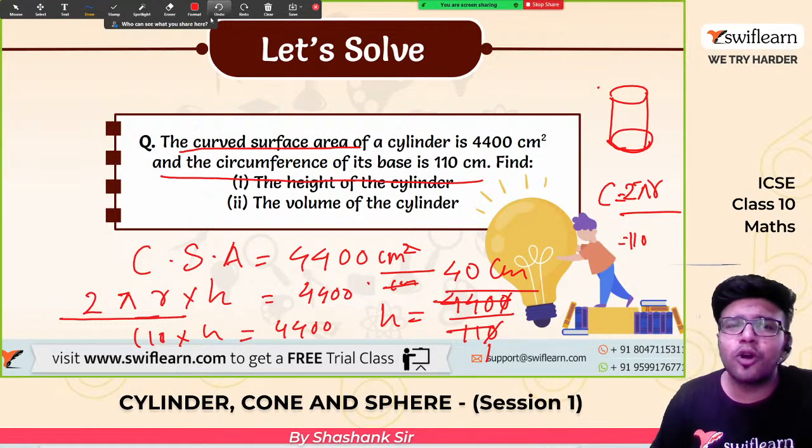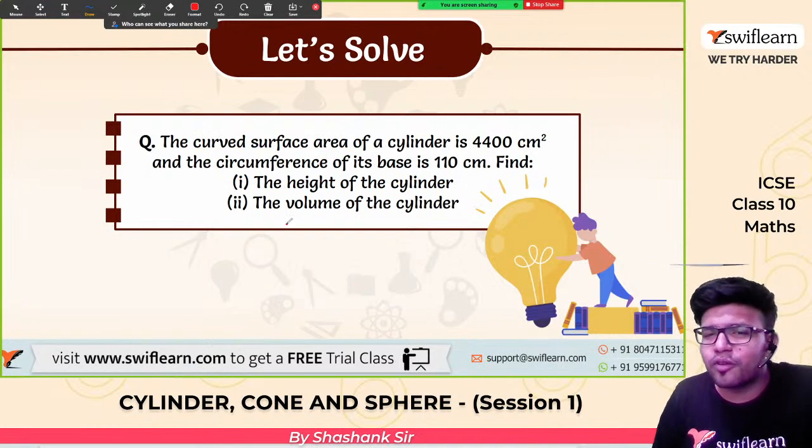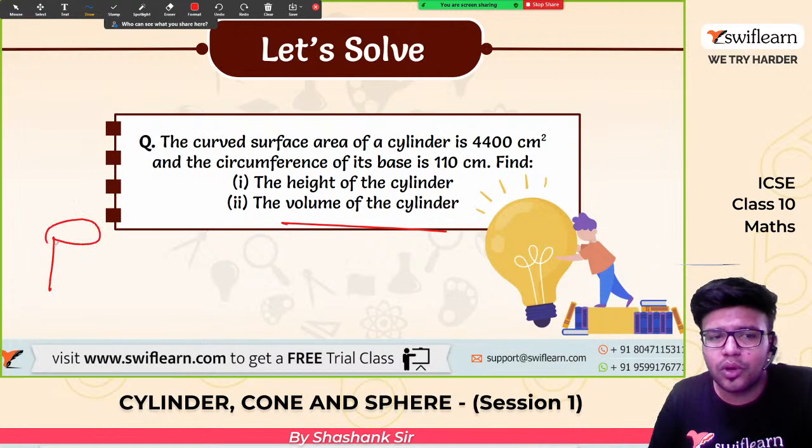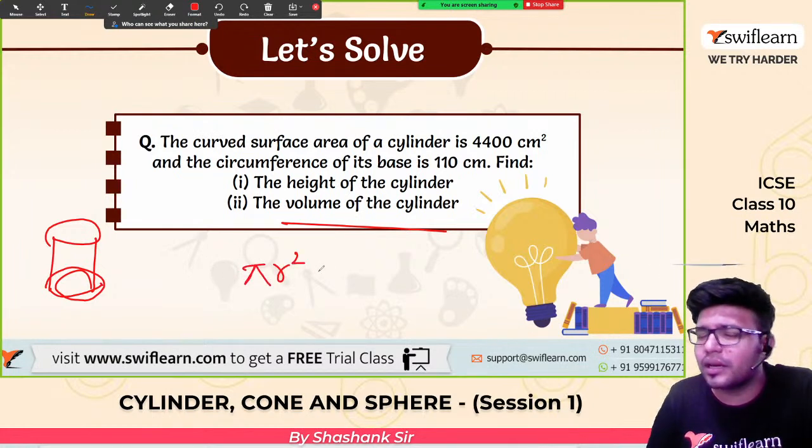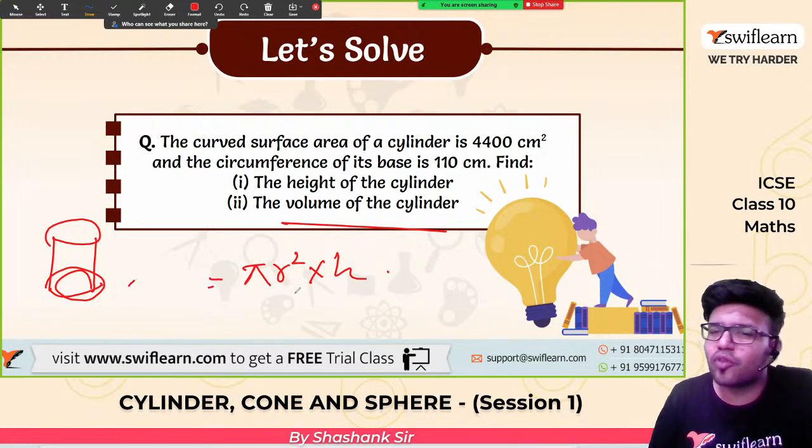Now the volume of the cylinder. Let me tell you one more formula. The volume of the cylinder can also be found using the formula: area of the base into height. Now the base is a circular object, so the area of the base, the area of the circle, is pi r square into h. Yes, this formula we need to use.